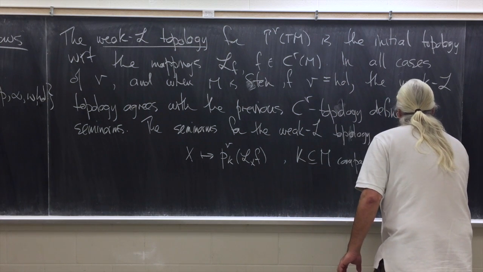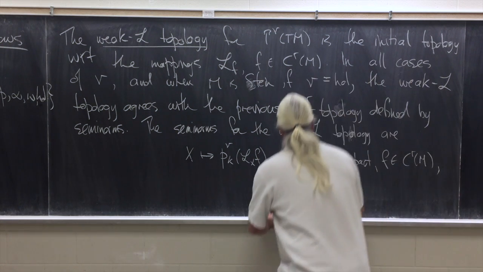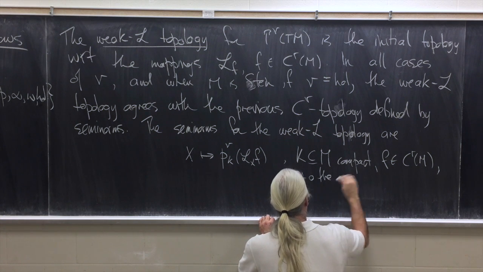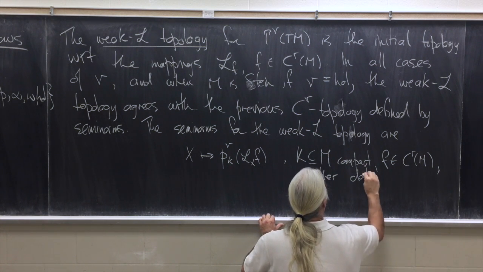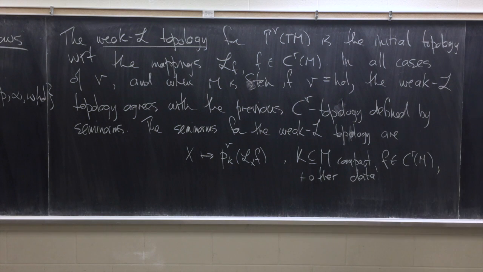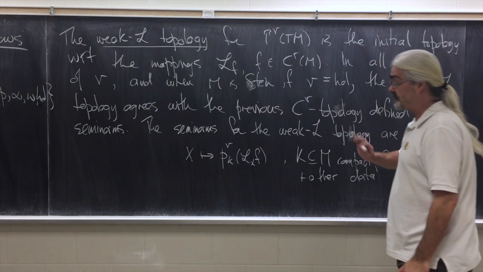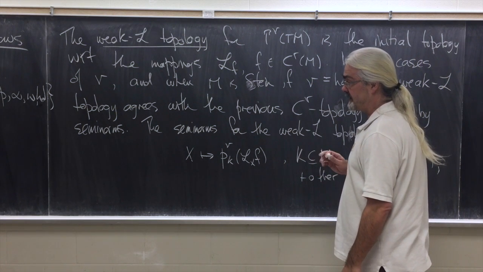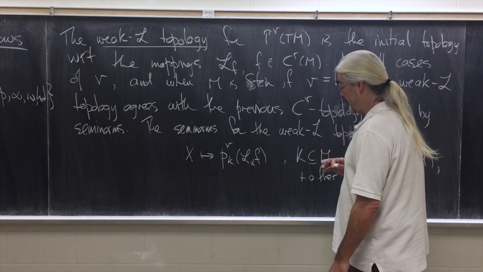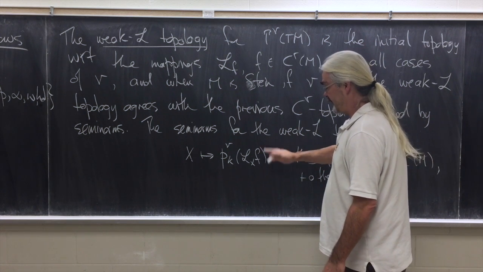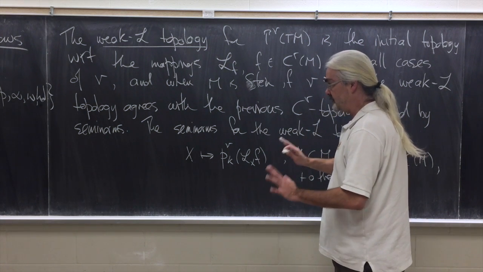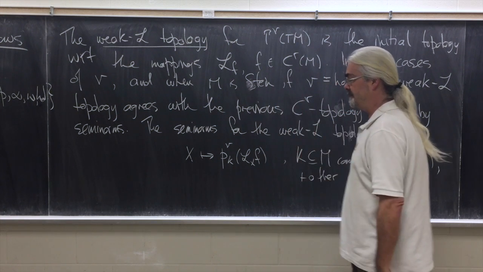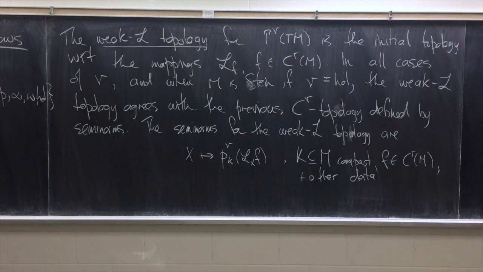F runs over all CR functions, and then there's the other data that indexes the semi-norms, depending on what nu is, okay? So you have these explicit semi-norms, and so essentially what you're doing to prove the equivalence of these topologies in most of these cases is proving the equivalence of two topologies defined each by explicit semi-norms, right? So it's messy estimates.